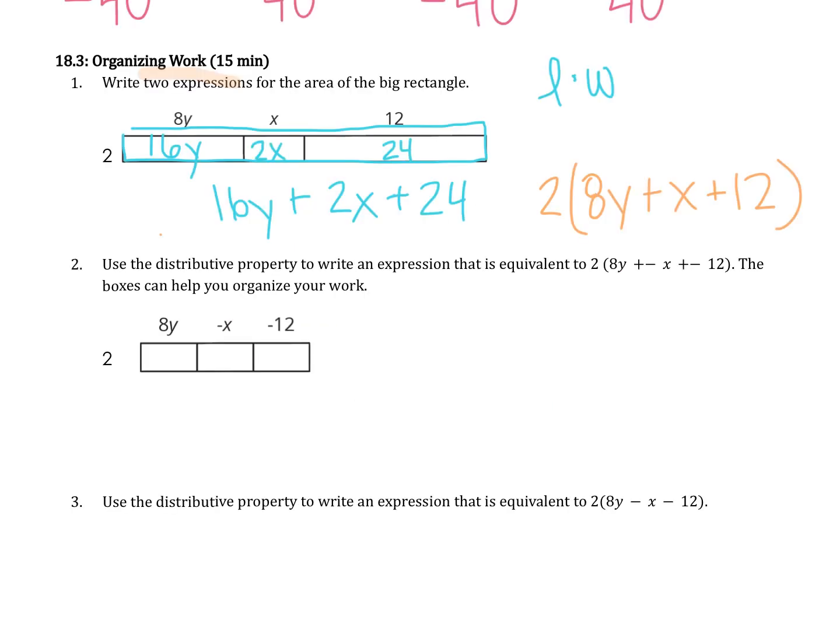So now we're going to use the distributive property to write an expression that is equivalent to 2 times 8y plus negative x plus negative 12. The boxes are going to help us organize our work. So if I do 2 times 8y, I get 16y.